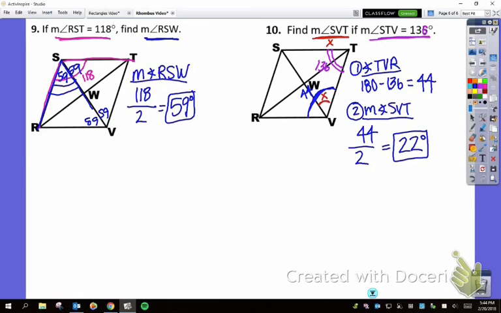So rhombus can be a little tricky. You've got to use the notes. Make sure that you're referencing the notes. All right?